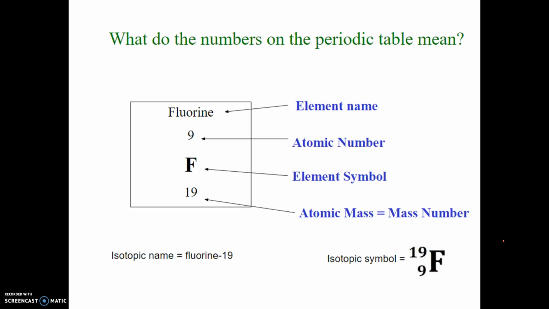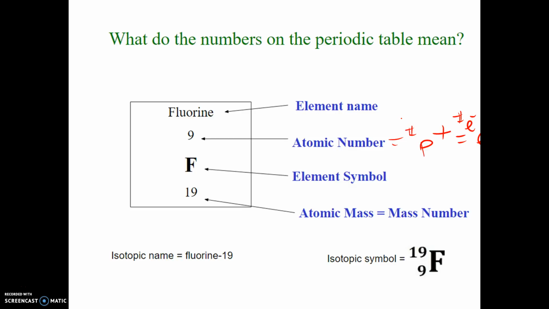Top one is pretty obvious. The fluorine is the element name. The whole number that's on the top part is the atomic number. And that tells us the number of protons, which is also telling us the number of electrons that we have. Protons and electrons are the same because protons are positive and electrons are negative.